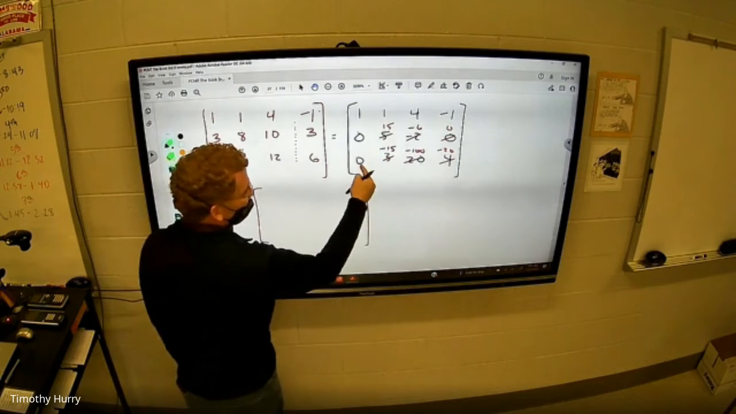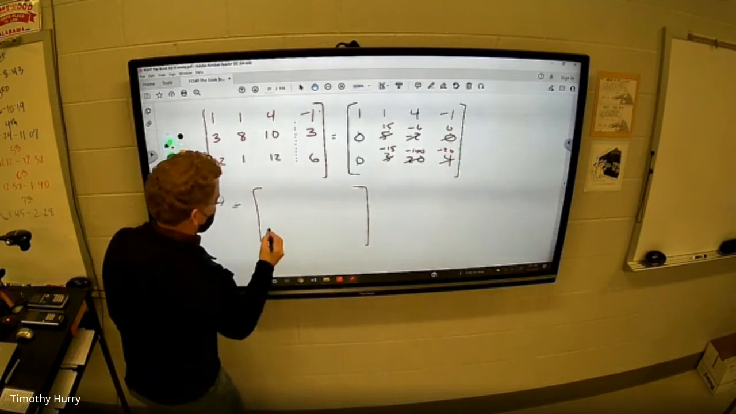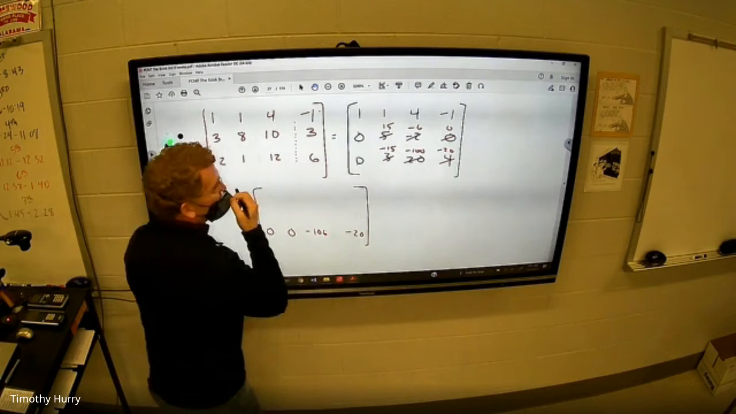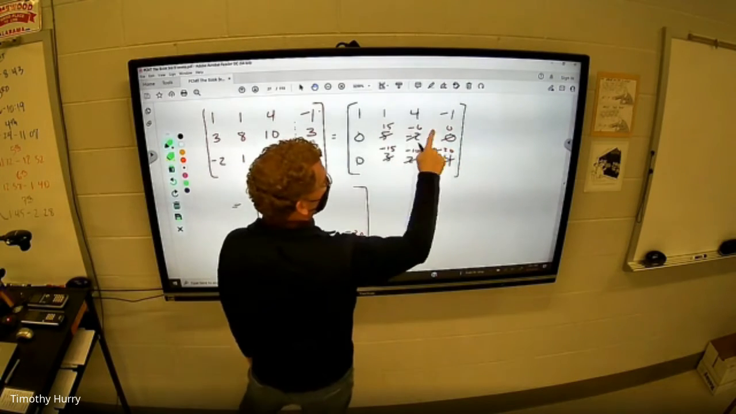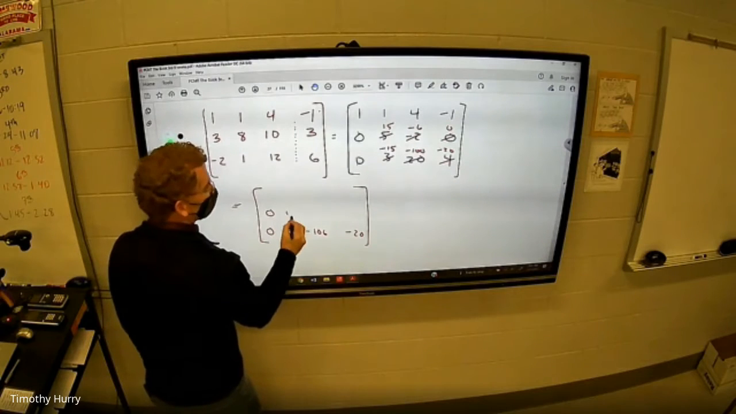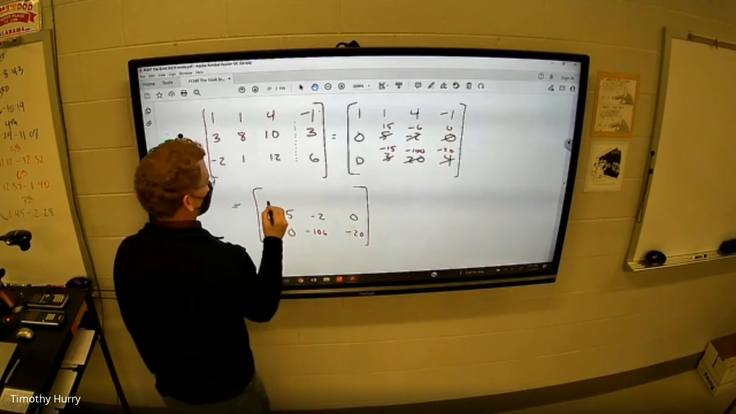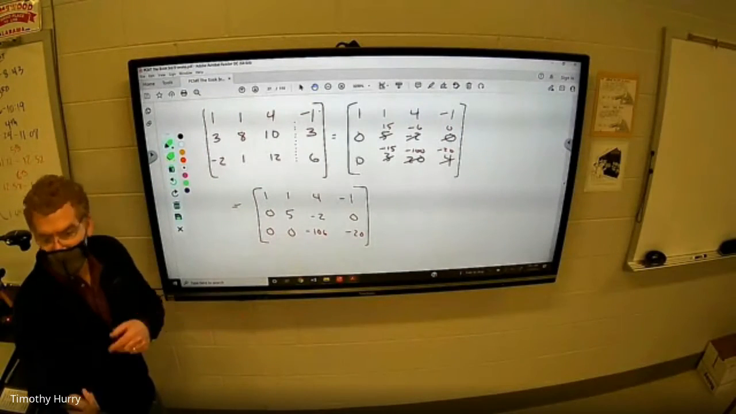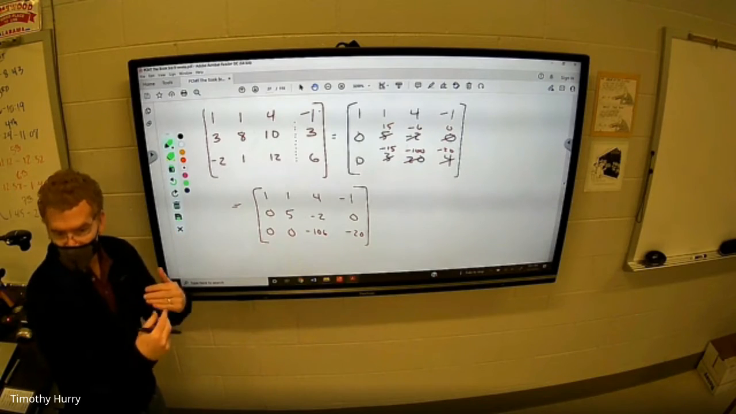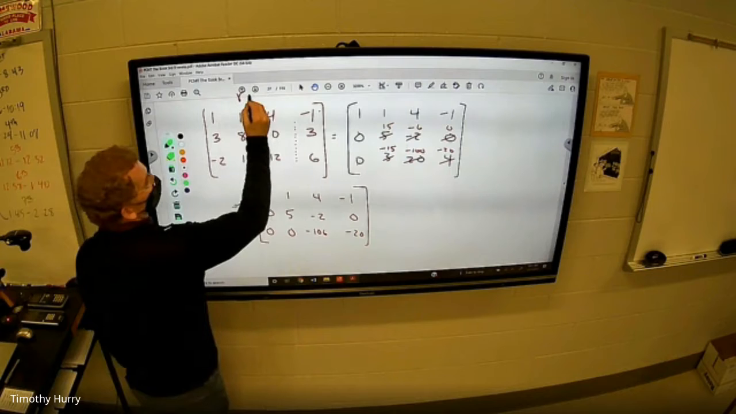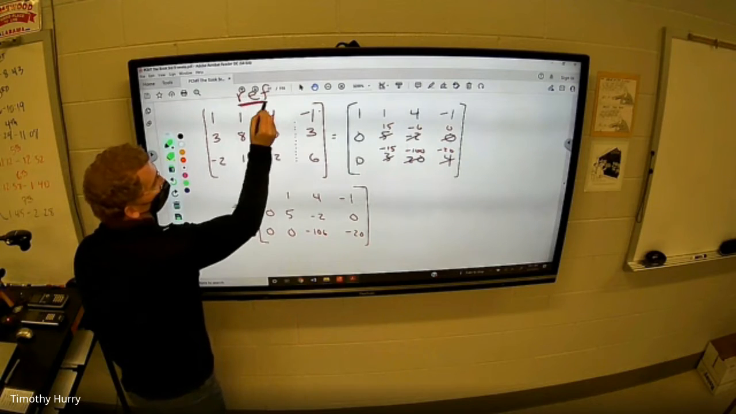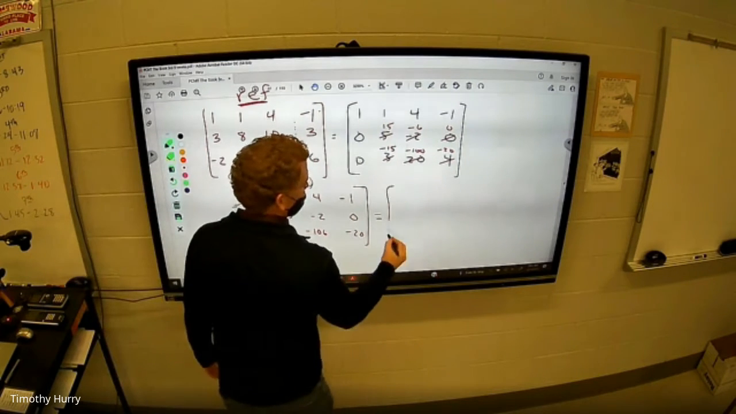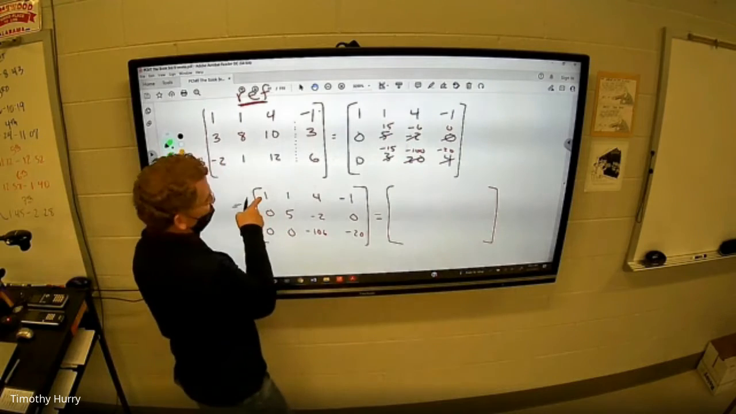I get 0, 0, -106, unless I've made a careless error, -20. Then I really don't need this red line, so I'm going to divide that back by 3 and keep 0, 5, -2, 0, and 1, 1, 4, -1. At this point, I have it in what I was doing last chapter with the equations. But if I wanted row echelon form, I need leading ones. The top is fine because it has a 1.